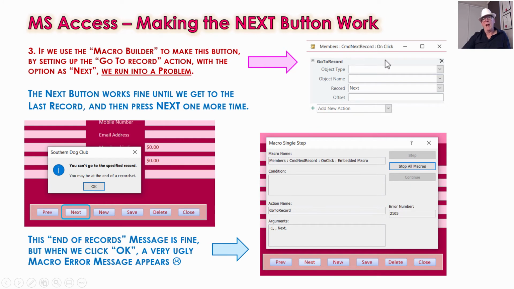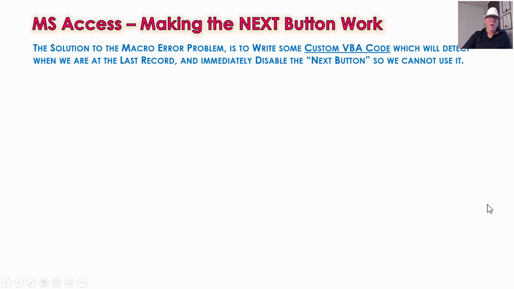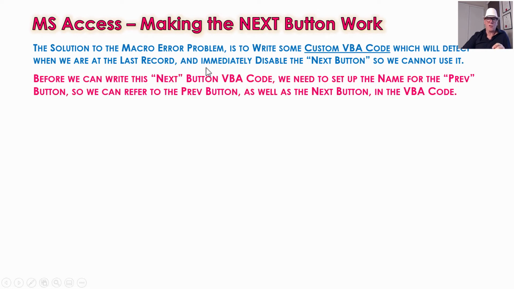We're not going to use the macro. We are going to use some VBA code instead. All right, so we're not doing it by the macro method. Okay, so the solution is to write this custom VBA code which will detect when we're at the last record, and we're going to disable the next button so that no one can click it and cause that macro crash, and it'll grey out on the screen.